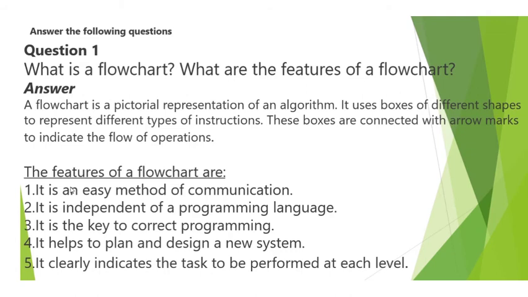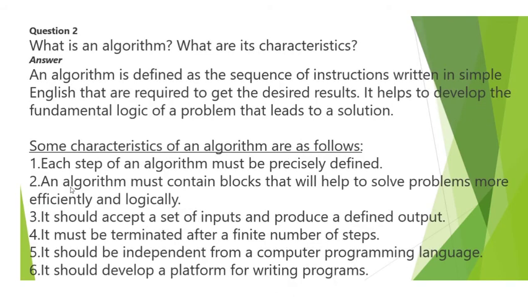Means if you have planned, if you have created a flow chart of any problem or any program, it will help you to teach you or tell you simply what is going on in each and every step by step. Okay, so these are the 5 main features of a flow chart. Now moving ahead, what is an algorithm and what are its characteristics?